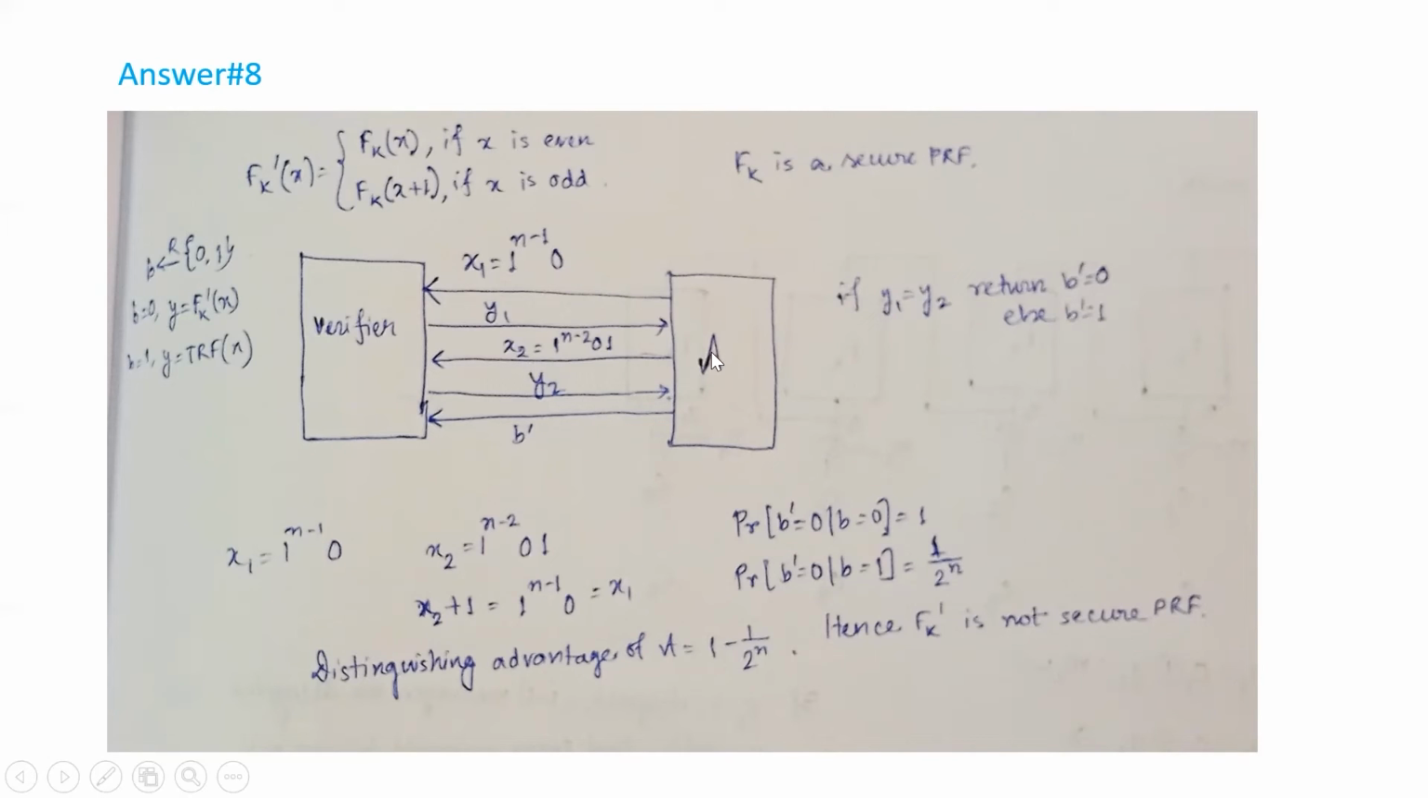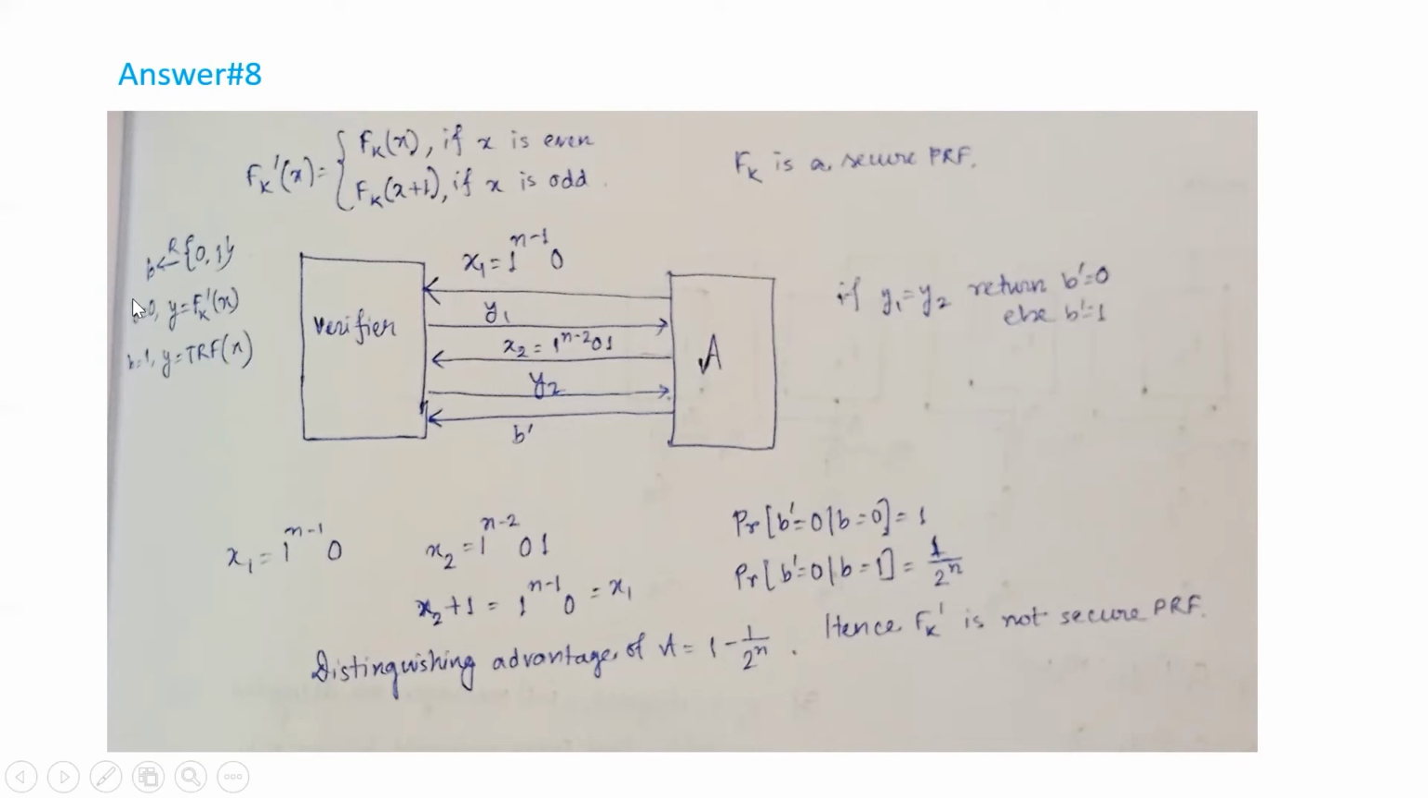So basically, what the adversary then does is check if y1 is equal to y2. If it is, then it concludes that, okay, I am interacting with a PRF. Otherwise, it concludes that b dash is 1, that is, I am interacting with a truly random function.